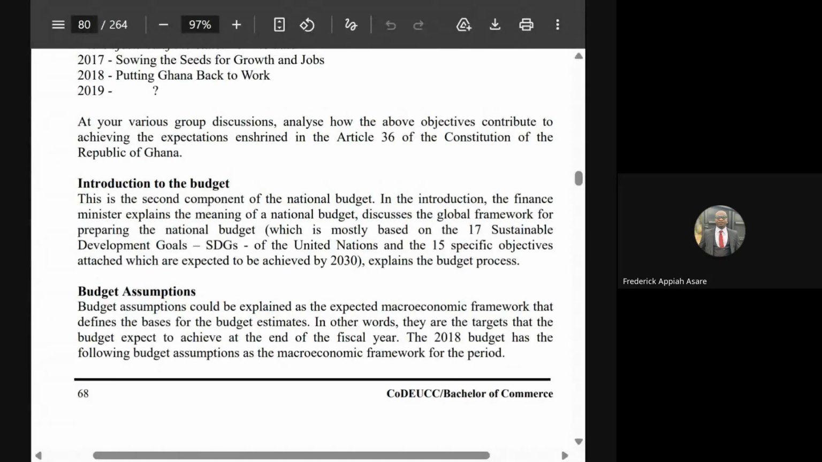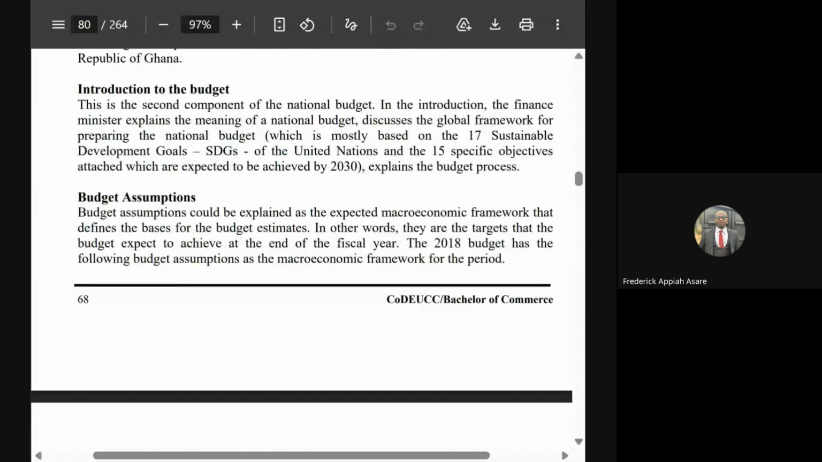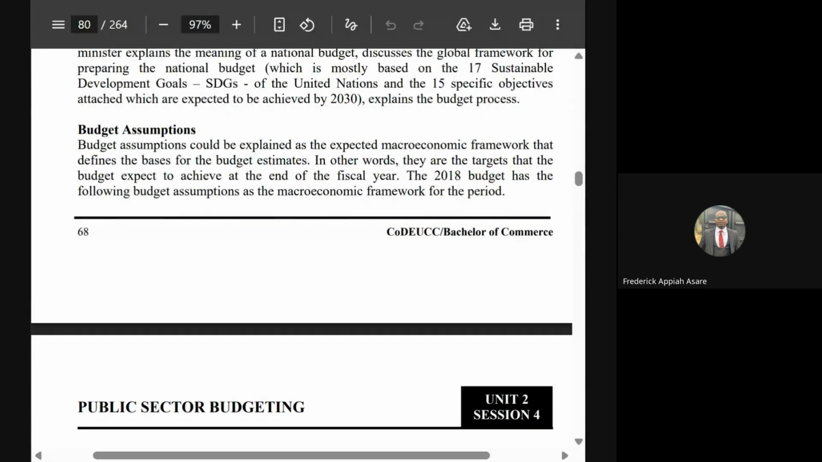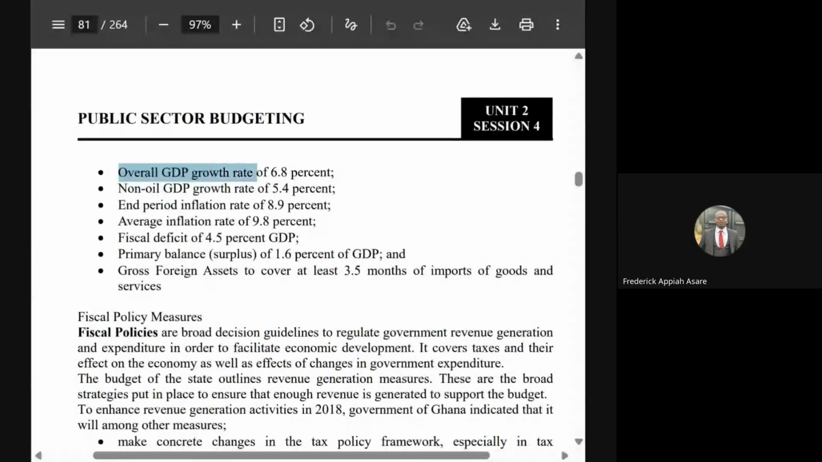After the theme of the budget, the next content in the budget is the introduction. They will give us some of the introduction of the budget that they are going to read, which will tell us how the budget will solve the sustainable development goals, as well as the United Nations' 15 specific objectives attached, which are expected to be achieved by 2030. Then from there, they have the budget assumptions. So they give us the underlying assumptions that they use in the preparation of the budget. They will say that they assume overall GDP growth is 6.8%, non-oil growth is this, end of year. So it will give us all these assumptions.